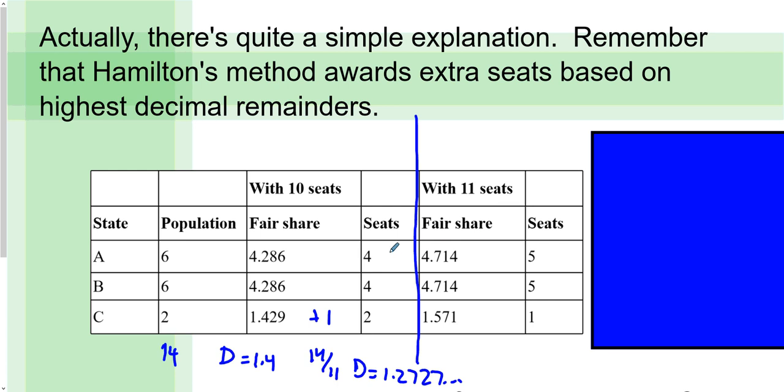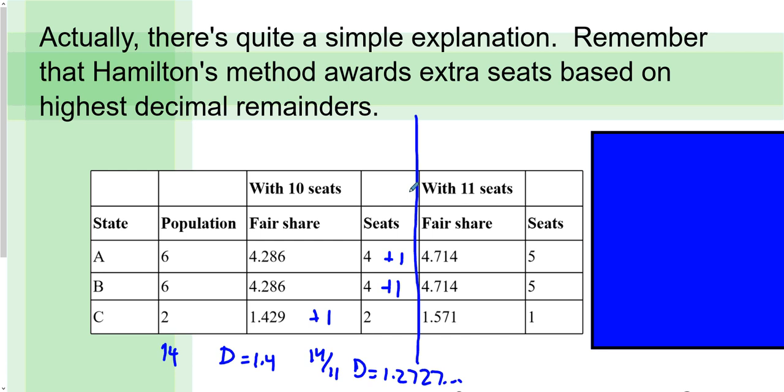Look at the decimals. A and B have the same population, so their decimals grow together. Their decimals go up from 0.2 to 0.7, and C's only grows from 1.4 to 1.5. They only grow by a tenth versus these larger states, which are growing by 0.5, 0.4 at least. This is why Hamilton's method favors large states. It's a little bit more insidious to see, but this is a pretty good explanation of it.